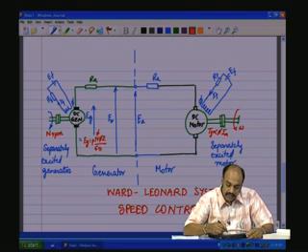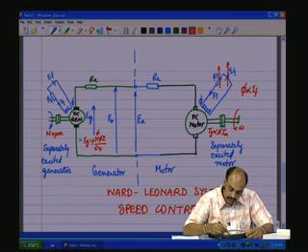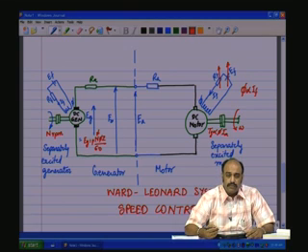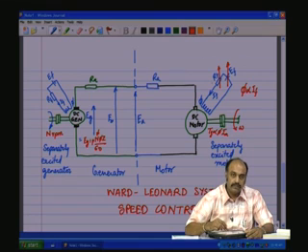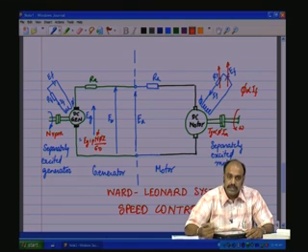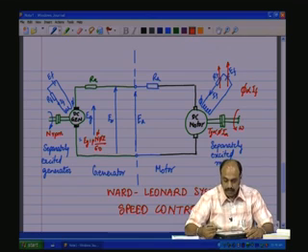So, two possible ways of controlling IF. Because phi is proportional to IF, if we change IF, phi is going to change. So, IF can be changed either by adjusting this resistor or by changing the voltage value of this voltage source. Both these will change phi, which will lead to change in Tg, which will affect the speed of the motor.